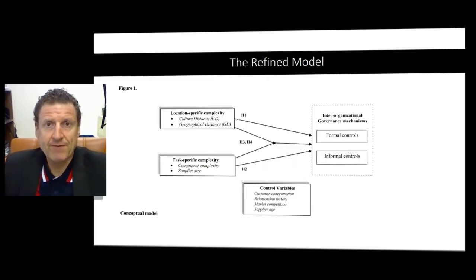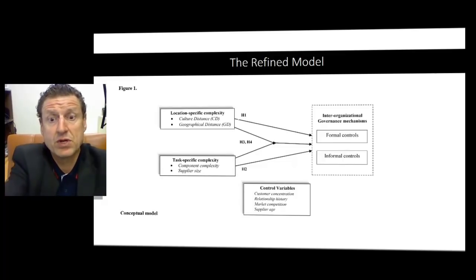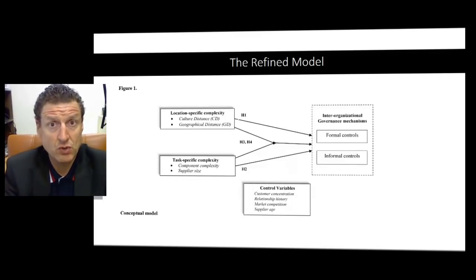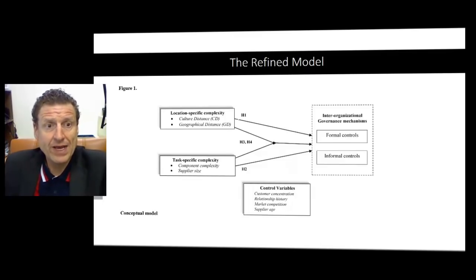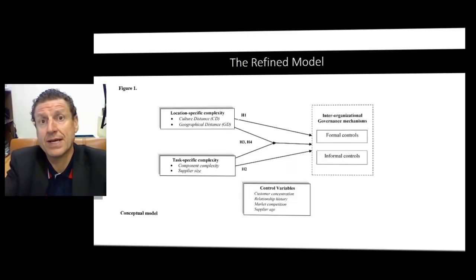So here's the refined model for our study, and now we have formal controls and informal controls as our governance mechanisms, or as our control dependent variable. And we have now location specific complexity and task specific complexity, just like Hanley and Benton. So now the Hanley and Benton study is guiding our study.